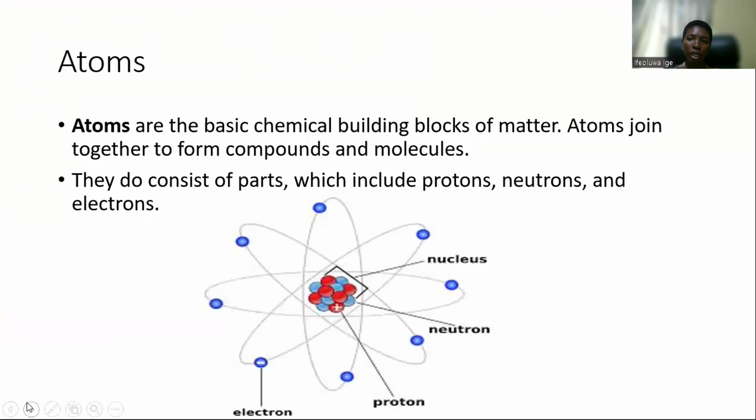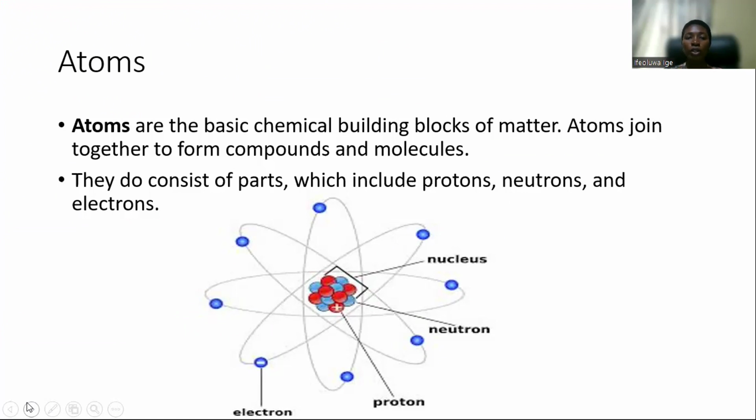Now, what is an atom? Atoms are the basic chemical building blocks of matter. That is, they are the components that come together to form matter. Atoms come together to form compounds and molecules. So that means they are the building blocks, the starters for compounds and molecules.